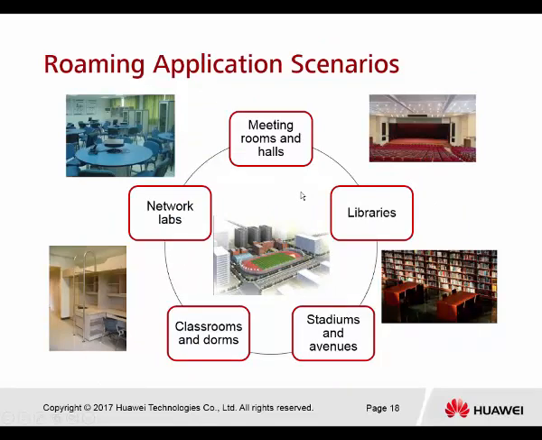For the roaming application scenarios, we can use it in scenarios like the network lab, meeting rooms and halls, because halls have a very wide open space. One AP might not be able to cover the entire space, so you need a lot of APs, and it also depends on the concurrent users, how many people are actually inside the hall. When too many users want to connect to the network, you also need to increase the number of APs. Also libraries, stadiums, venues, classrooms, and dorms.